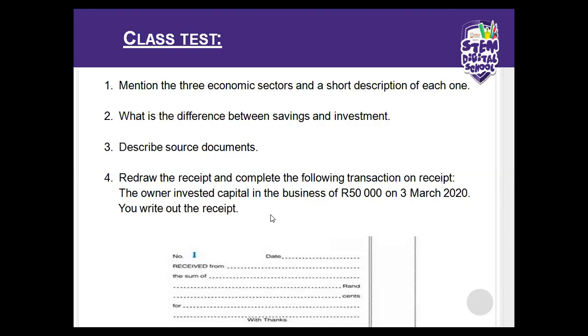Right, before we go on to the next slide, so again, number one, mention the three economic sectors and just a short description. Number two, what's the difference between savings and investment? Number three is a definition of source documents. And number four, you need to redraw the receipt and then complete that transaction onto that receipt.